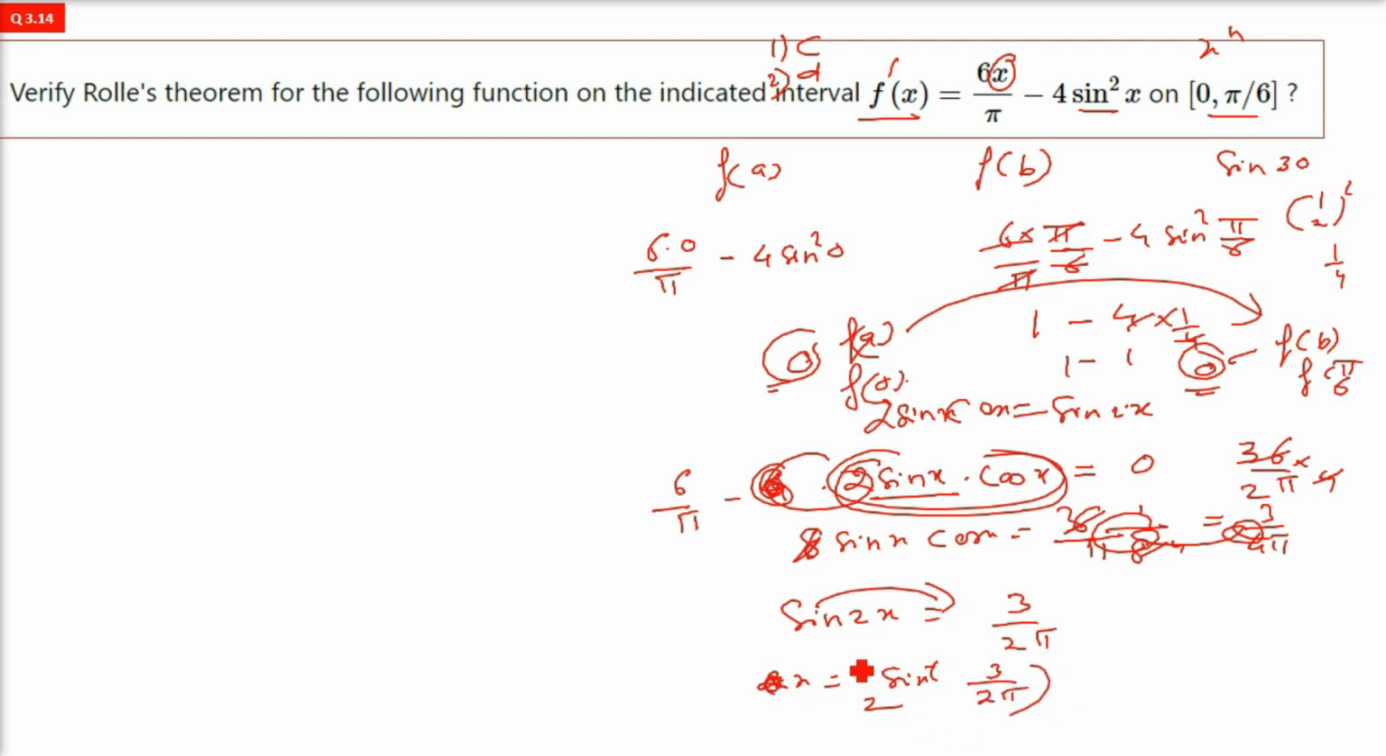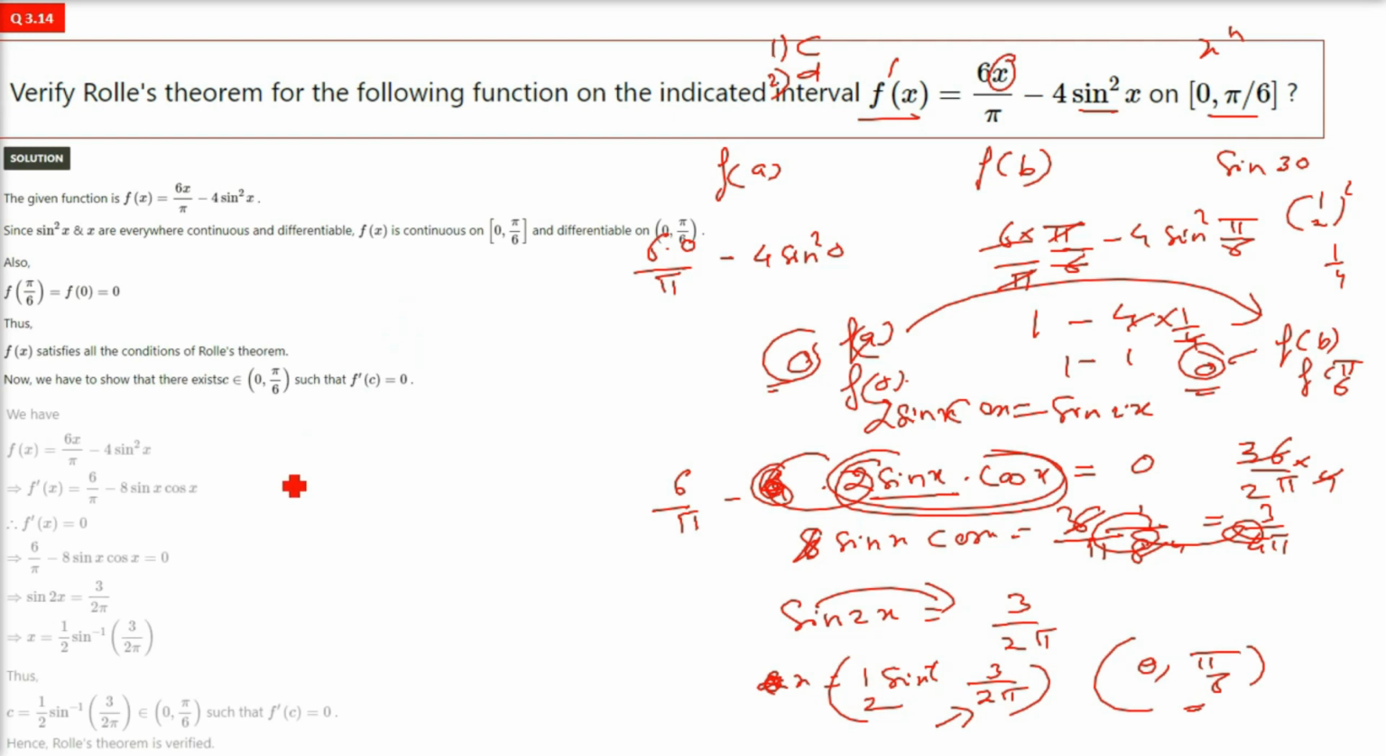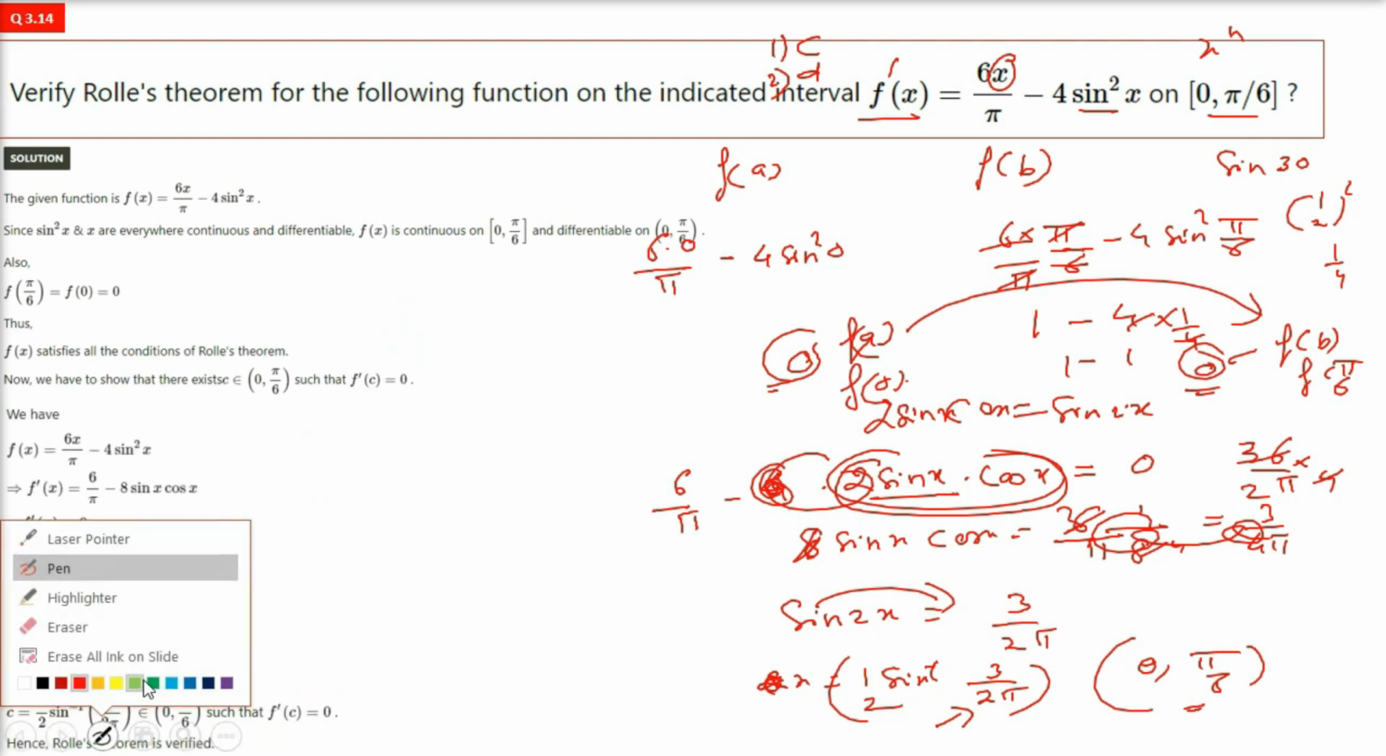Again, let me assure you that this value falls between 0 and pi by 6. The exact value we have to go to the tables and find out. But right now, go with my words, it's between 0 and pi by 6. So this is the final value of c, where f dash x becomes 0 in this interval of 0 to pi by 6. And whatever I have spoken, the way you have to write is exactly the solution which is being presented to you right now.